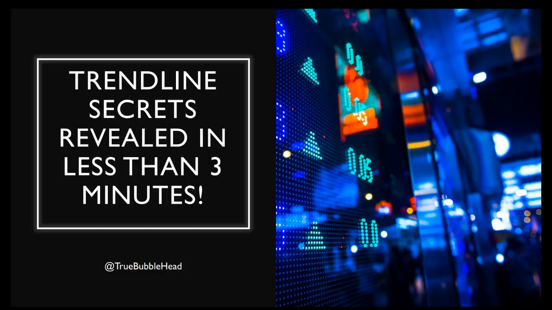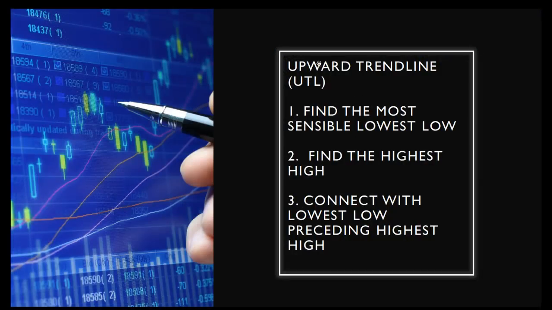I want to show you the secrets to drawing trend lines in less than 3 minutes. So let's get started. I want to show you by using the S&P cash. We'll take a look at the SPX. We're going to look at upward trend lines and downward trend lines. The reason that we're doing this is because we want to see trends and changes of trends, because we can really capitalize on those moves.